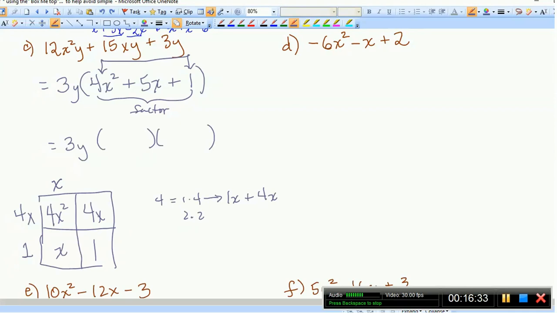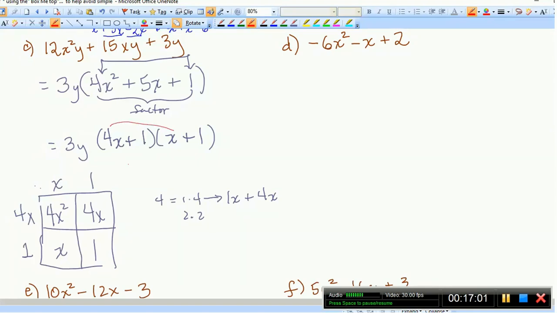Okay, so now 4x and 1, 4x and 1 would have a 1 in common. Now let's fill in our binomials and check it. Remember, these are our binomials, the outer rim that we just wrote. So we have a 4x plus 1, and we have an x plus 1. Let's check it right below here.